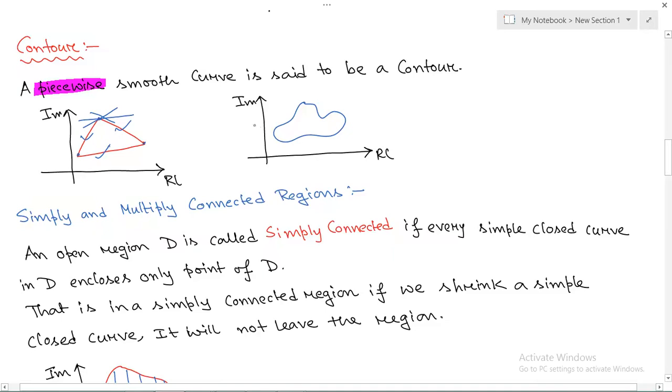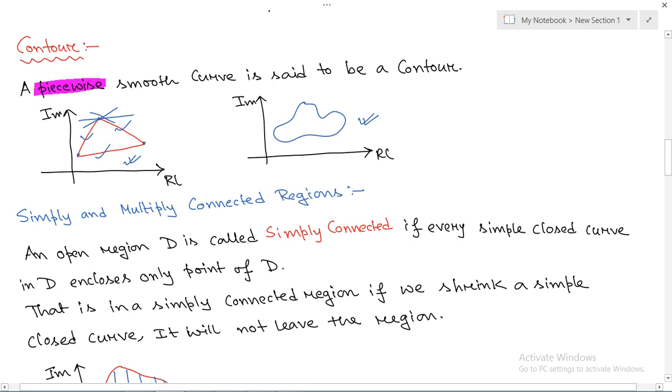Okay, now similarly if we go to this one, this is wholly a closed curve and it is a smooth curve, so it is possible to draw a unique tangent at each and every point. So it is a contour, and this is also a contour. What is the difference between these two? This one is a contour as well as a smooth curve, but that one is a piecewise smooth curve, so it is only a contour, it cannot be a smooth curve, right?